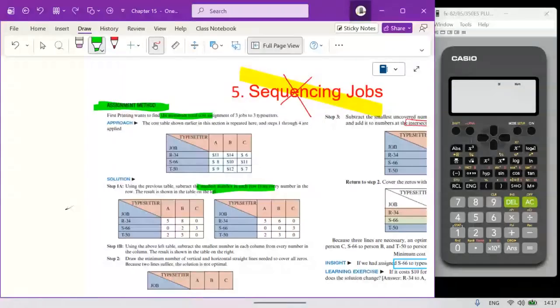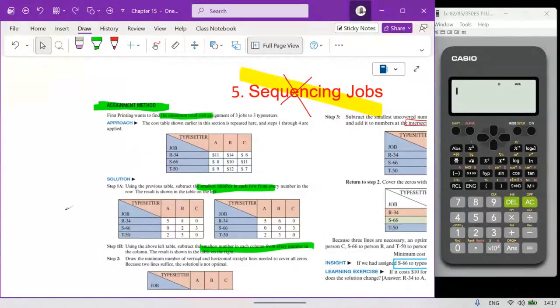Then secondly, next up, we're going to subtract the smallest number in each column. However, it is important for you to note that you cannot subtract any column that has a zero in it. You only subtract the columns that don't have zeros.